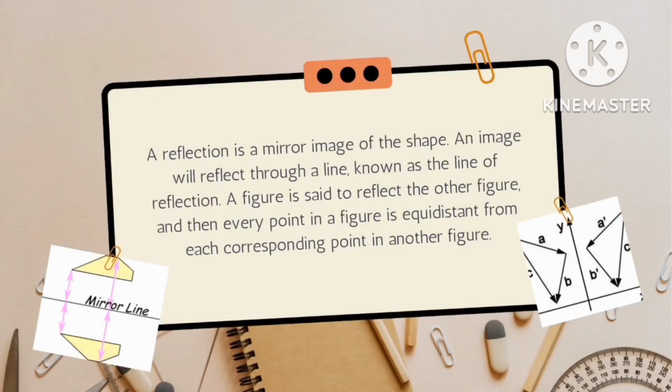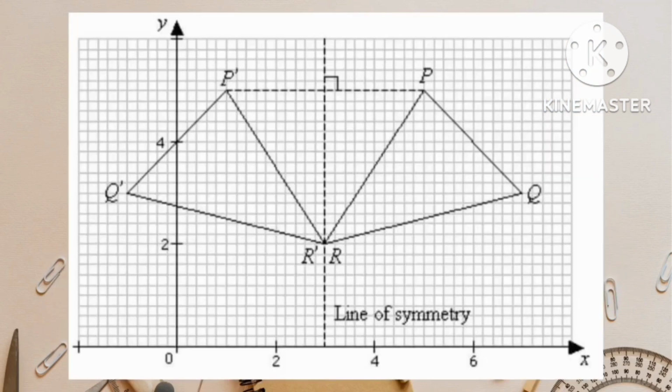A reflection is a mirror image of the shape. An image will reflect through a line known as the line of reflection. A figure is said to reflect the other figure when every point in a figure is equidistant from each corresponding point in the other figure. In a reflection transformation, all the points of an object are reflected or flipped over a line called the axis of reflection or line of reflection.